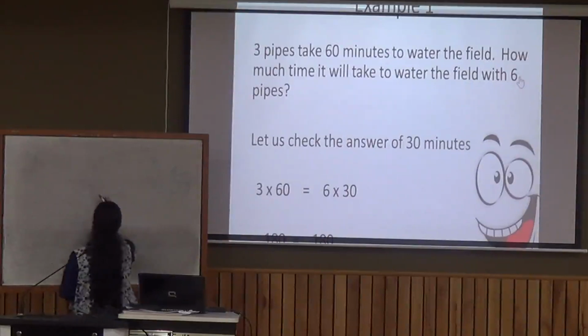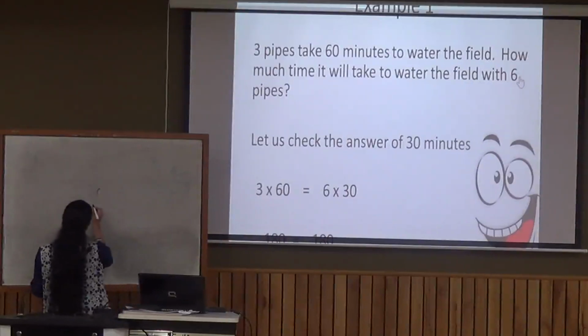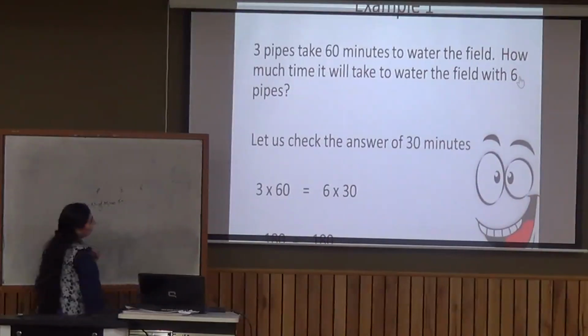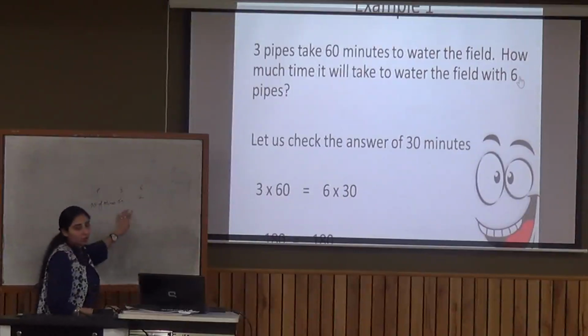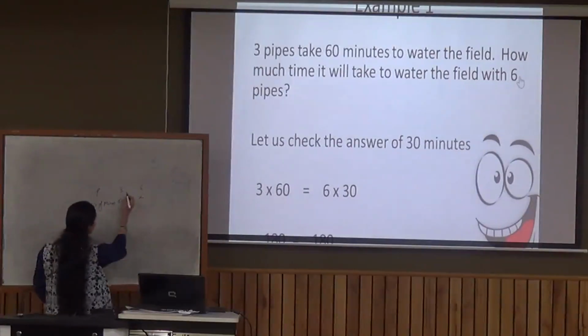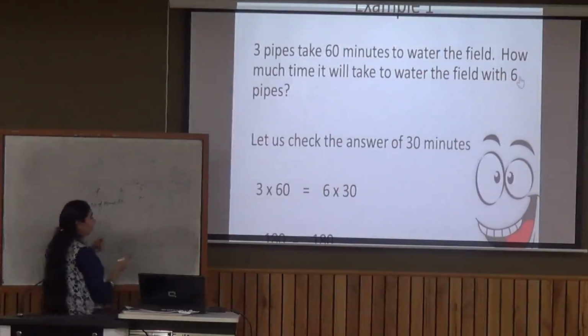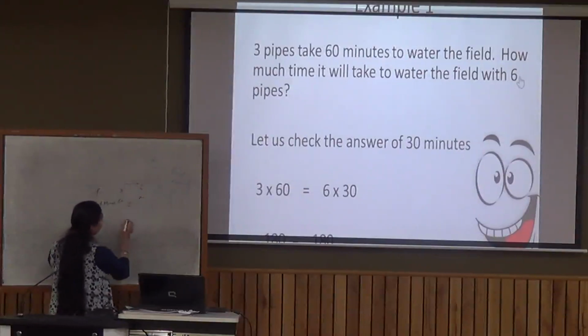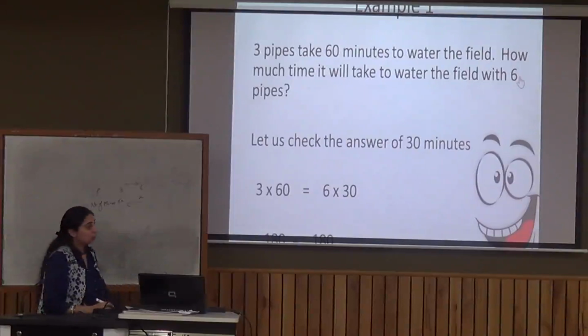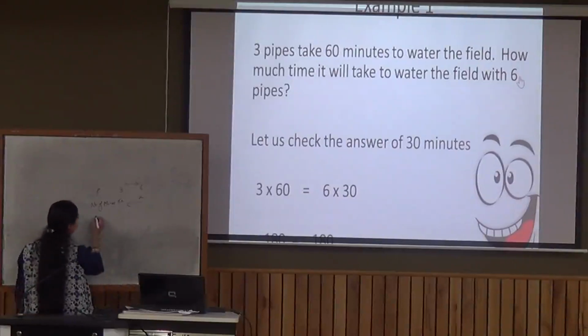I have two things. One is pipes and one is the number of minutes. When the pipes were 3, the number of minutes taken was 60. Now when the pipes have been increased, the number of minutes has to decrease. Do we know the value of the number of minutes? No. So let us assume the number of minutes now taken with the 6 pipes be x. We can see the pipes are increasing, and as the pipes increase, it will decrease my time. They are inversely related. So we can find how much time. Let the time taken be x.